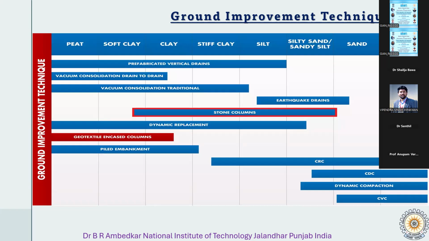In that case, we can go for encased stone columns, and generally geotextiles can be used for encasing the stone columns. So again, geosynthetics, when used for encasing, make even the weaker soils able to get stabilized through the stone columns by improving the confinement and the load transfer.